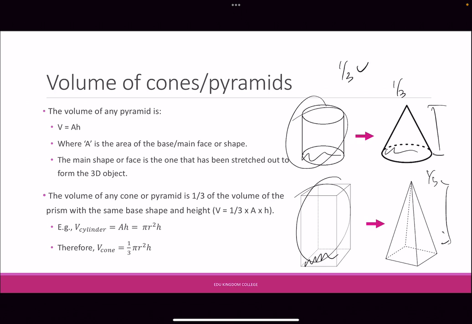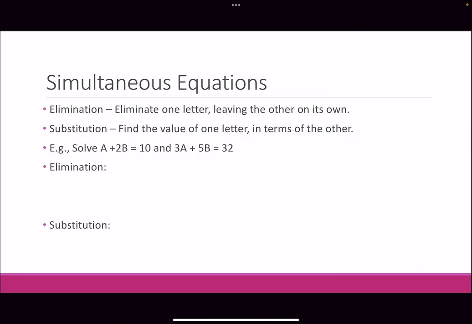If the base isn't the same, this doesn't work at all. If the height is different, then you just multiply it by however much the height differs. So if it's 10, but the pyramid is 20, then it's going to be 2/3 of the volume. If the height of this prism is 10, but the height of this pyramid is 30, then it's going to be the same volume, okay?